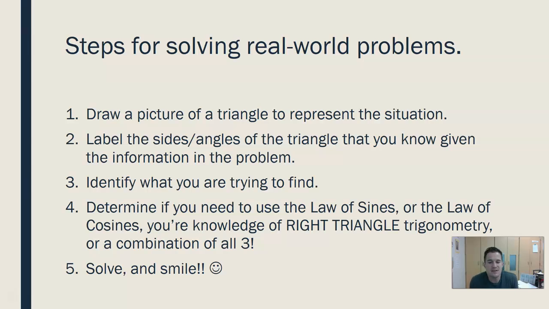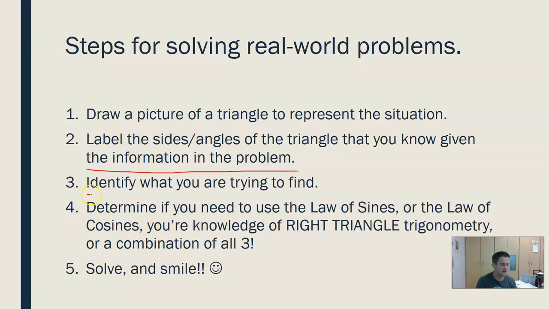Here are some of the basic steps that you would want to follow for solving real-world trigonometry problems like this. First, draw a picture of a triangle that would represent the situation in question. Whatever's happening, if it can be modeled using a triangle, we draw a triangle to represent that situation. Second, label the sides and angles of the triangle that you know, given the information in the problem. Depending on what the problem gives you, label the sides and angles of the triangle that you know.